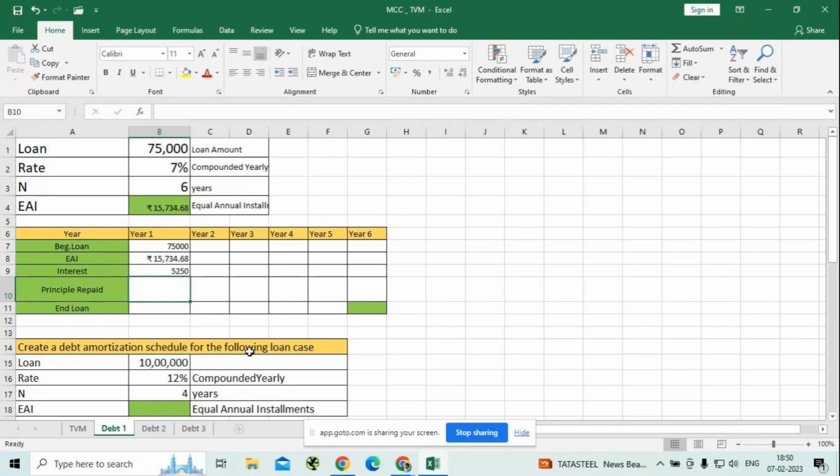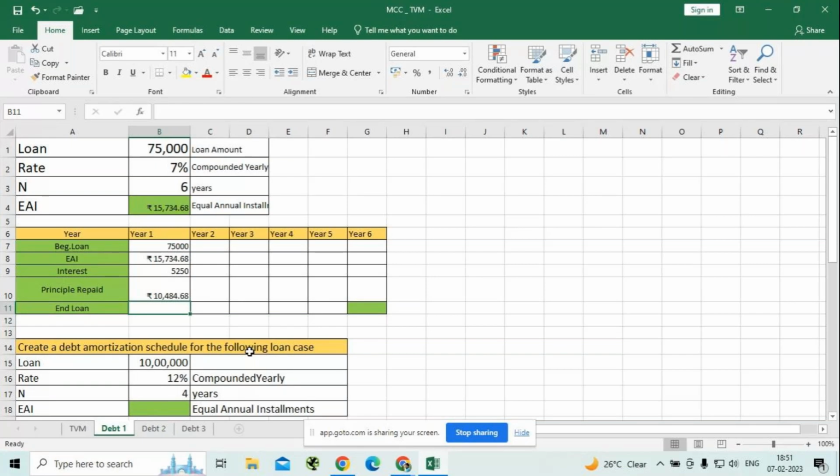The remaining amount. So what is the calculation of principal repaid? How to calculate the principal repaid? EAI minus interest. Yes, good. So that is EAI minus interest amount. So the remaining amount, 10,484.68, is the principal amount it is considered.